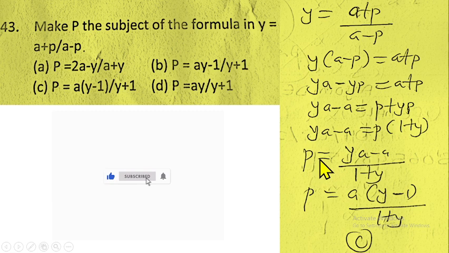So that means your p will be equal to ya minus a, if you divide both sides by 1 plus y, over 1 plus y. So from there, you can factorize this a out here. If you factorize this a, that means you have a into y minus 1 over 1 plus y. And option C is the correct option for question number 43.